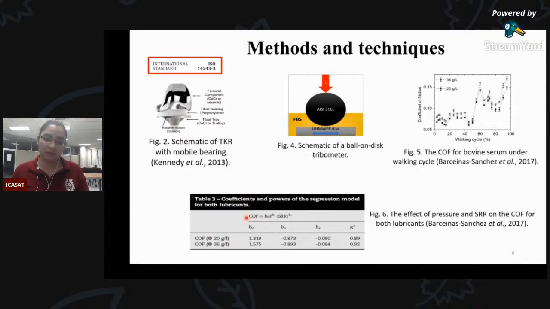As you can see, they fit a model. This model is related to the pressure and the sliding to rolling ratio. The more important result of this research is that they found that the pressure, the sliding to rolling ratio and the lubricant are important on the behavior of the friction coefficient. And as you can see in these results, the principal effect on the coefficient of friction is the pressure, and the second effect is the sliding to rolling ratio. And the values are closer, as you can see, for this concentration or this concentration.